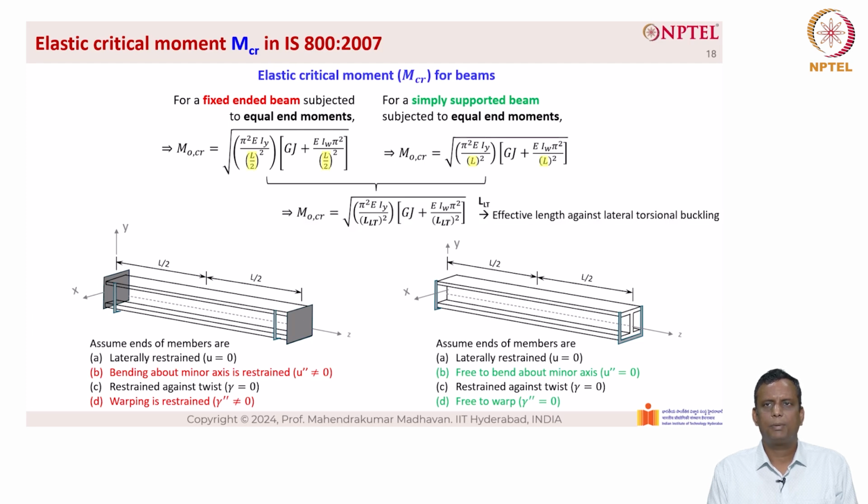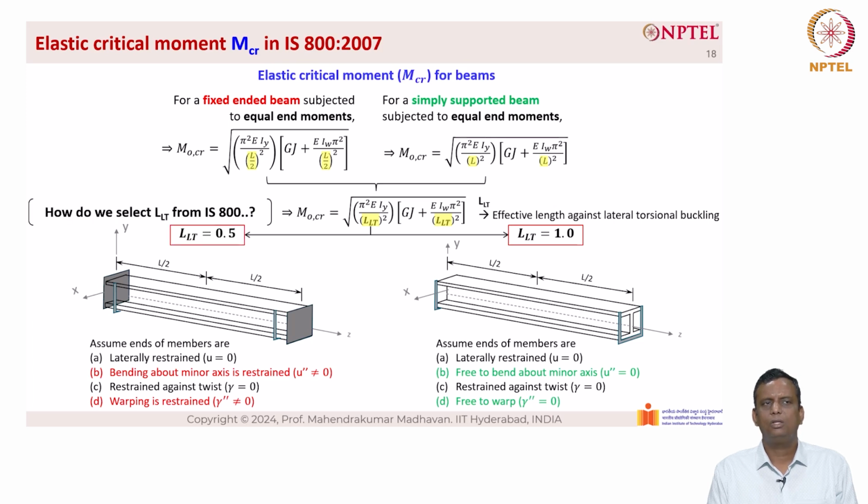Now this can be represented as L sub LT, which is the effective length against lateral torsional buckling. So we have a generic equation, which is M naught critical equal to root of pi square EIY divided by L_LT the whole square into GJ plus EIW into pi square by L_LT the whole square. So this L_LT is equal to 1.0 for simply supported beams and it is equal to 0.5 for fixed end beams. Now the question is, how do we select L sub LT from IS 800?